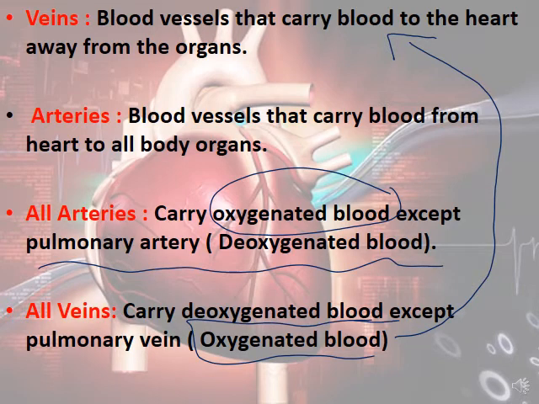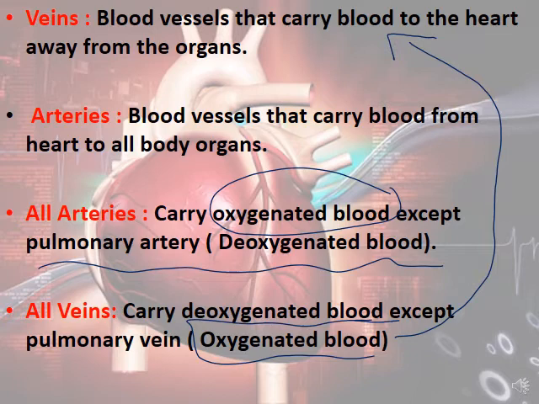So let's repeat this. Veins are blood vessels that carry blood to the heart, away from the organs, and arteries are blood vessels that carry blood from the heart to all the body organs. Okay, so veins carry blood to the heart, while arteries carry it away from the heart to all body organs. That's why you can remember it: A for artery, A for away from the heart toward the body organs.